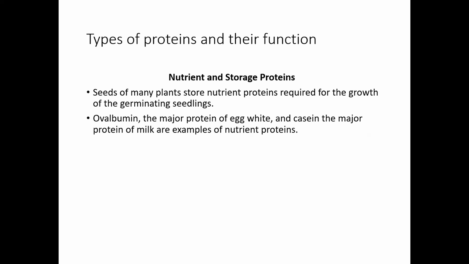We have proteins that serve as nutrient and storage proteins. If we look at the seeds of many plants, they store enormous amounts of nutrient proteins, and these proteins are required for the growth and development of the germinating seedling. We also have ovalbumin, which is a major protein of egg white, and casein, which is the major protein of milk. These are examples of nutrient proteins.